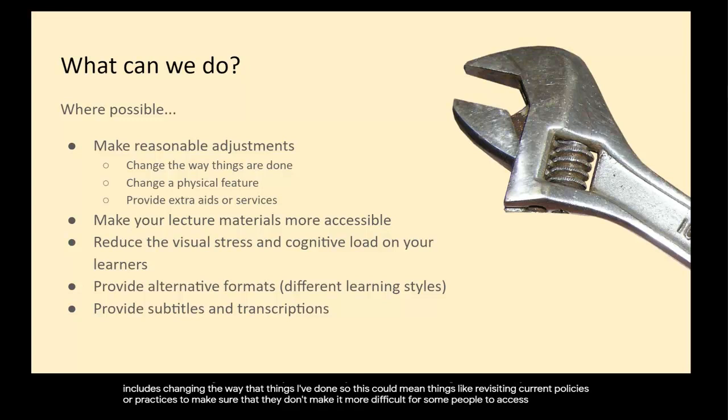Reasonable adjustments could also mean changing physical features. So this can be a whole range of things, but it might include something like the lighting within a teaching room or the ventilation in there, for example. And also, reasonable adjustments could include providing extra equipment or services. So we might be talking about using or installing induction loops for people with hearing aids, for example, or it could be about providing materials in a range of different formats. And that's one thing that we will concentrate on in this presentation.